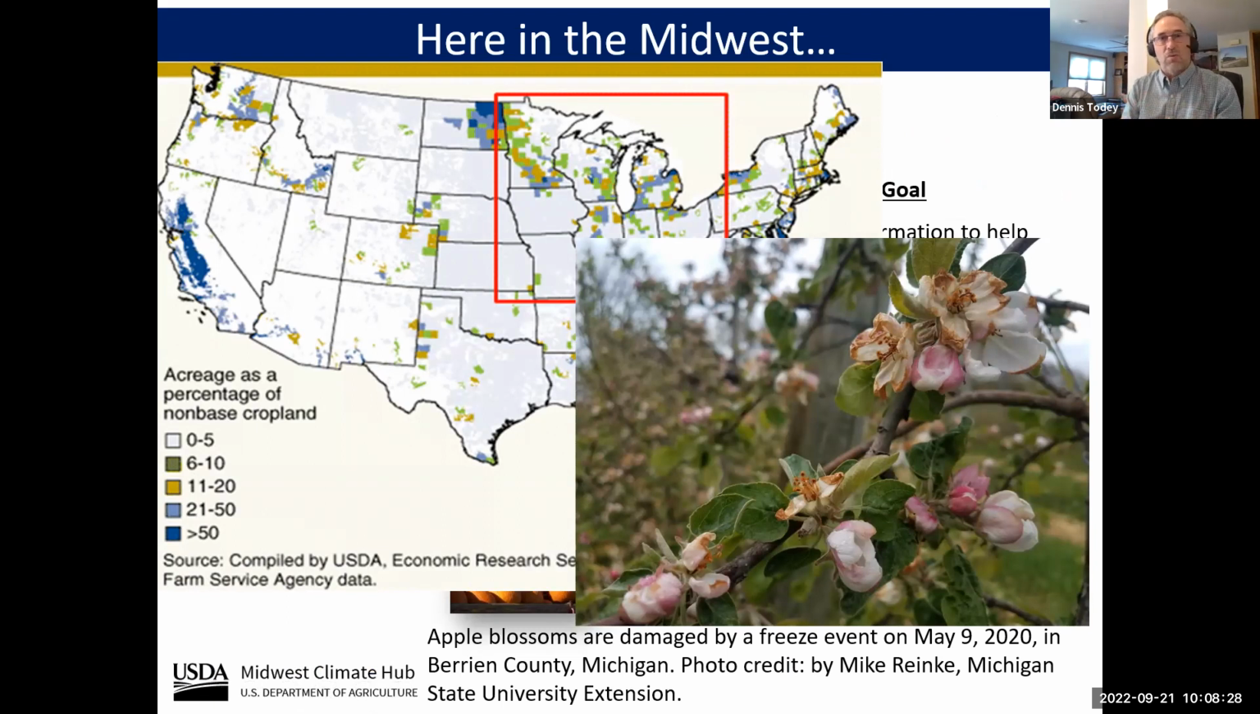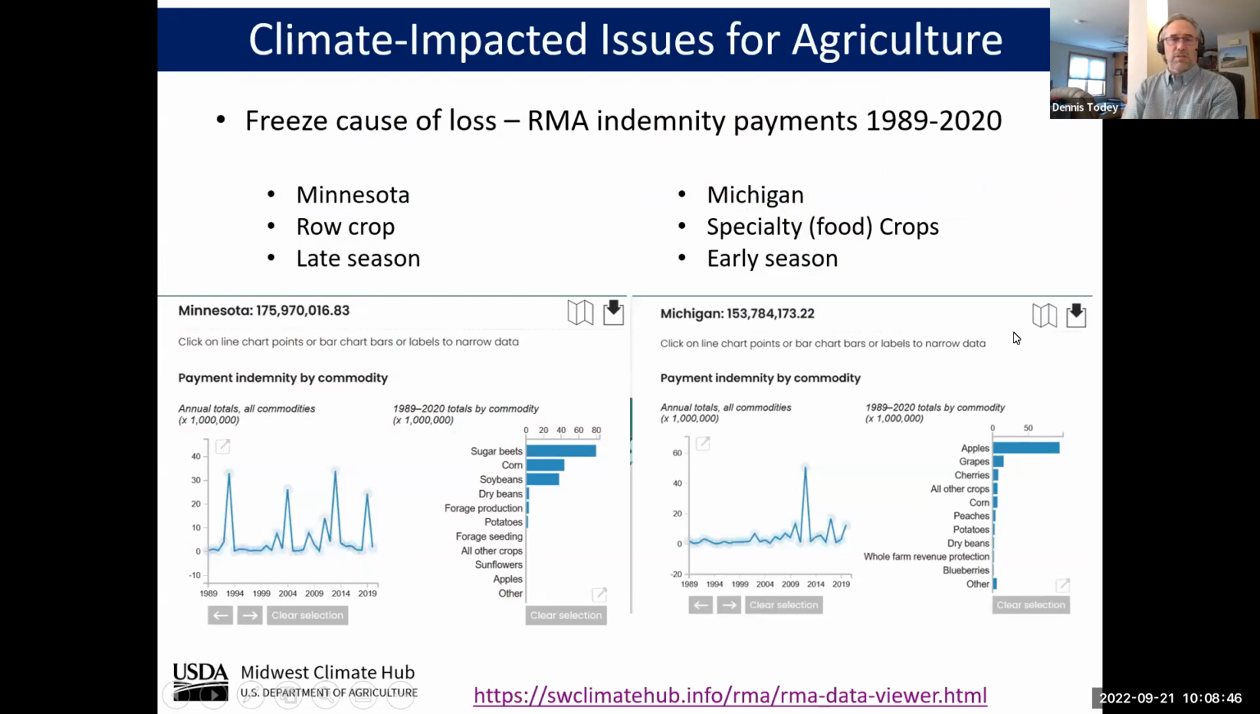Though we grow a lot of corn and soybeans in our region, we also have a lot of specialty crops. This is an image from Michigan, something we've seen frequently: frozen apple blossoms, from May of 2020. From a numbers standpoint, I pulled images from one of our partner hubs, the Southwest Climate Hub, who pulled economic data from the USDA Risk Management Agency on the amount of damage, or the amount of indemnity payments, payouts on crop insurance because of some kind of loss.